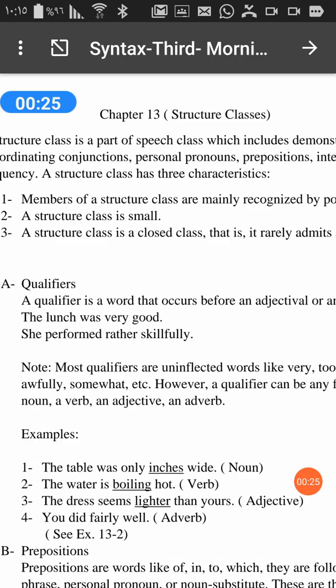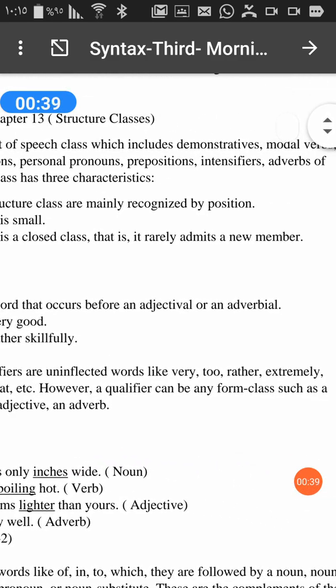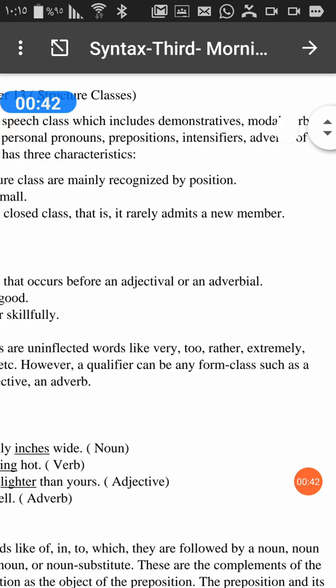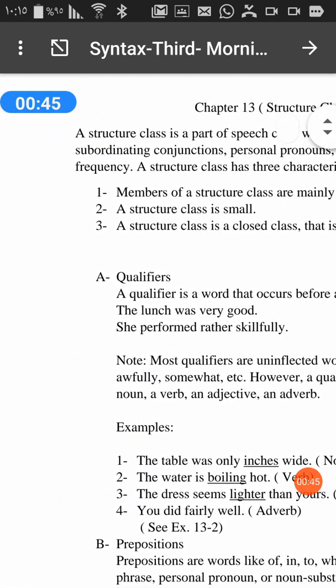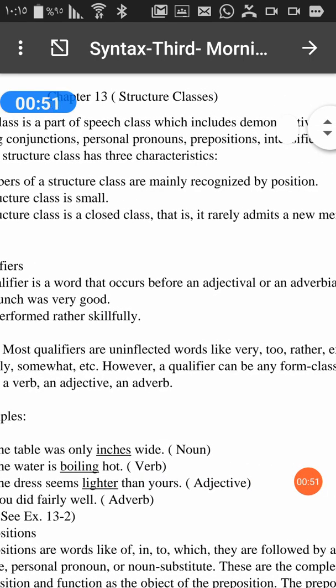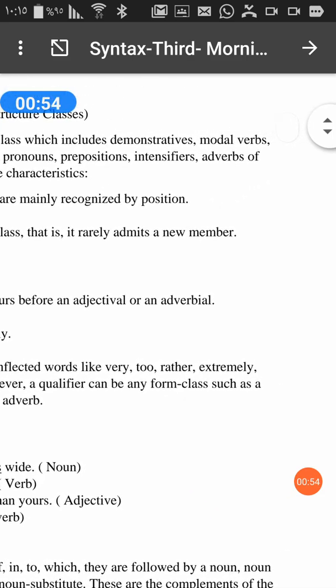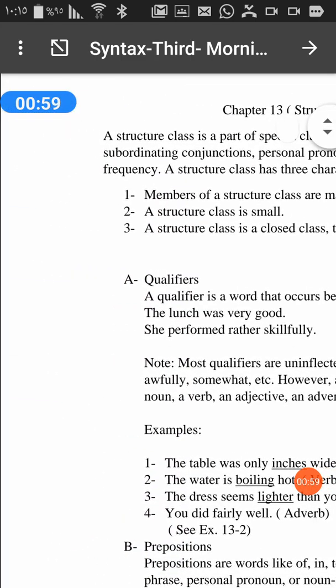Form classes that we have already studied in the first semester, which include nouns, verbs, adverbs, and adjectives, and structure classes, which include demonstratives, الأسماء الإشارة, modal verbs, subordinating conjunctions like but, for instance, therefore, personal pronouns, I, he, she, it, prepositions, intensifiers, ظروف التحديد like very, to, adverbs of frequency, ظروف التكرار like very, to, awfully, extremely.